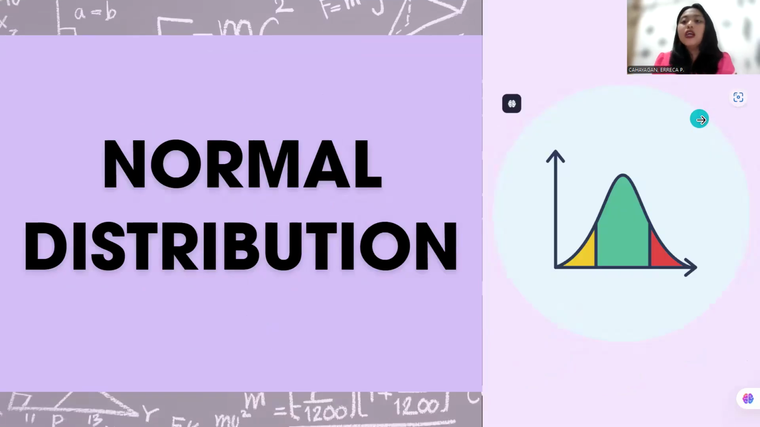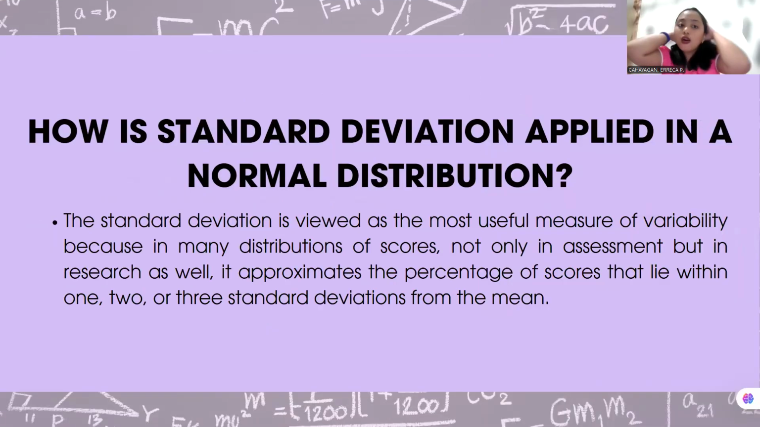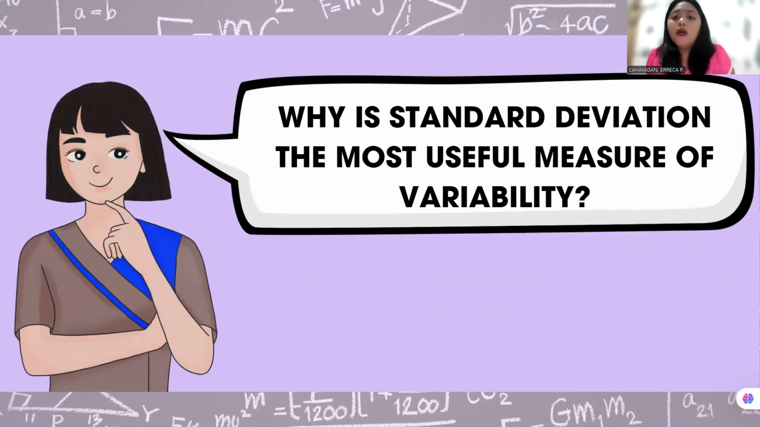And now we are at the normal distribution. How is the standard deviation applied in a normal distribution? The standard deviation is viewed as the most useful measure of variability because in many distributions, not only in assessment but in research as well, it approximates the percentage of scores that lie within 1, 2, or 3 standard deviations from the mean. So, the most useful measure of variability. What do you think is the reason? Let's answer it in the next slide.